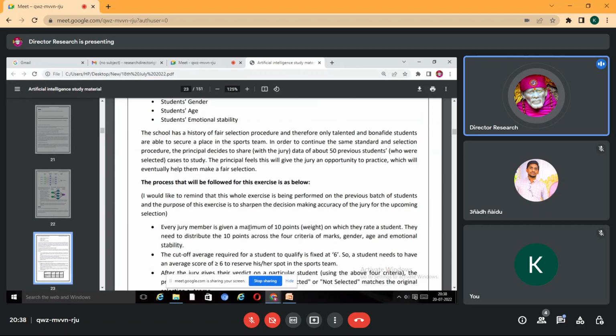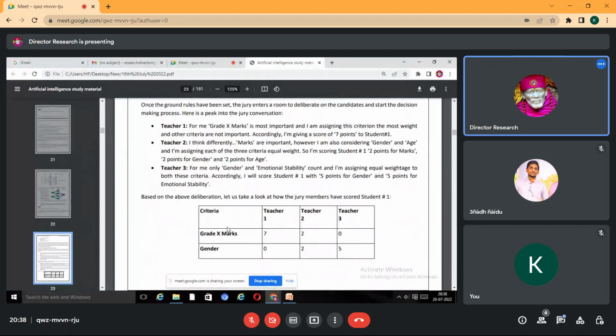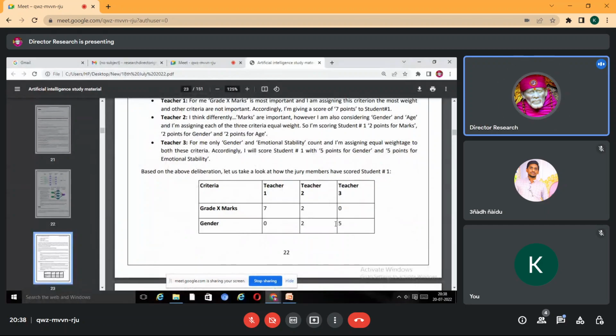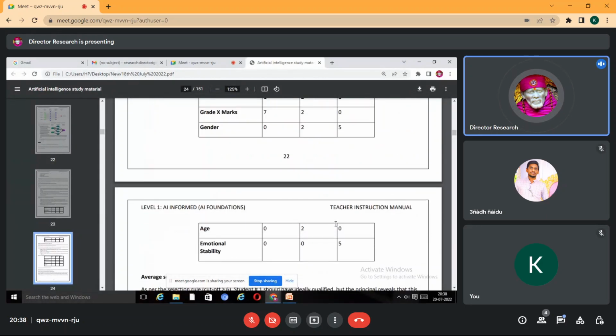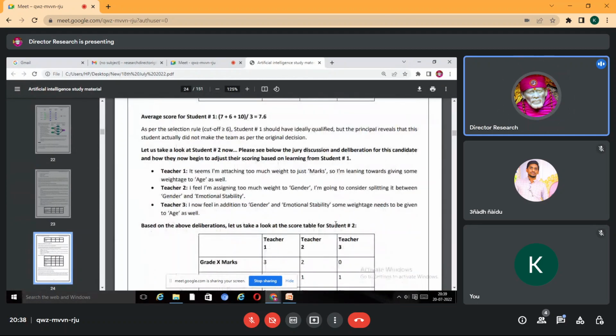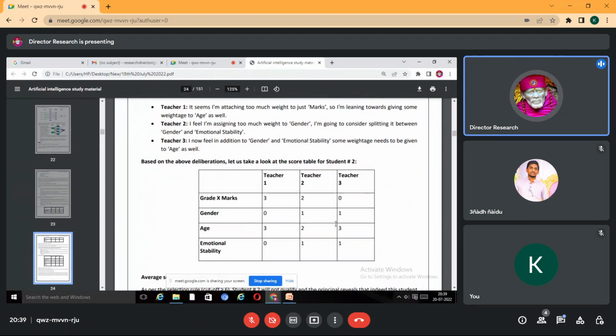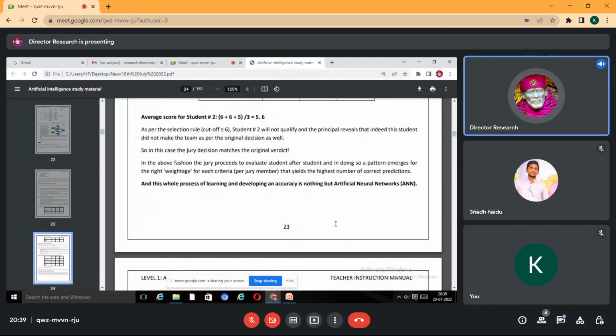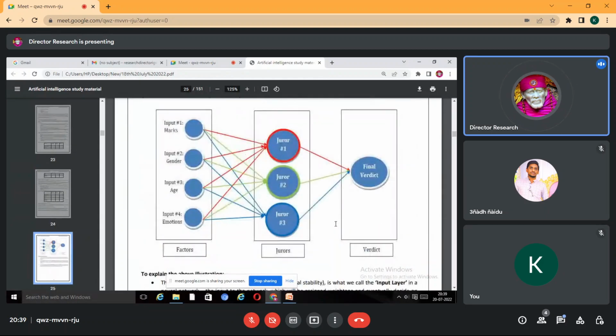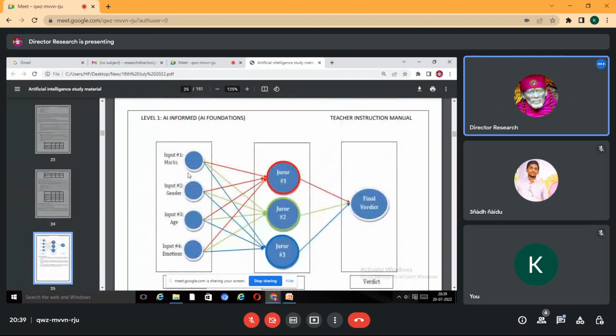Like this, you have to write a code. The process has some exercises actually. It depends upon the organization. Grade, marks, gender. How to select a teacher first. Based on that score, grade, marks, gender, age, emotional stability, the average score of students. Just see the diagram, you can understand. Input 1 marks, input 2 gender, input 3 age, input 4 emotions. Emotional stability is very important.